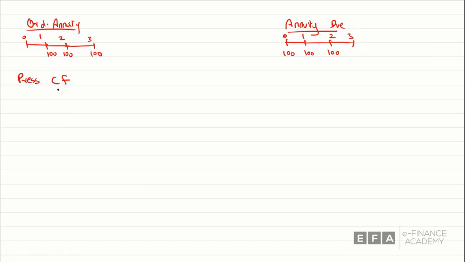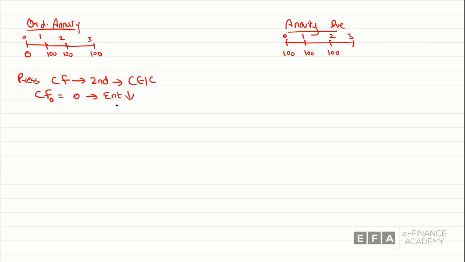So press CF. Once you press CF, you always need to make sure that you clear your cash flows. Even though, if you have not used your calculator before, there shouldn't be any cash flows, get used to clearing your cash flows. So press CF and then press second and clear work. That should simply erase your cash flows. Once you have cleared cash flows, after having pressed CF, you will find CF0, cash flow 0. There is no cash flow at time 0, so you'll say 0 followed by enter.